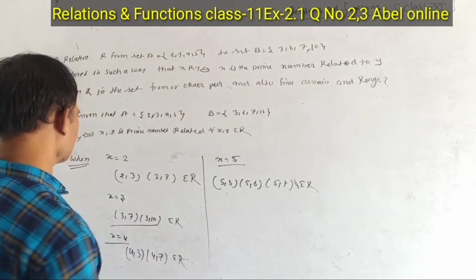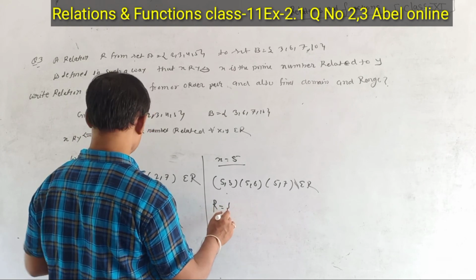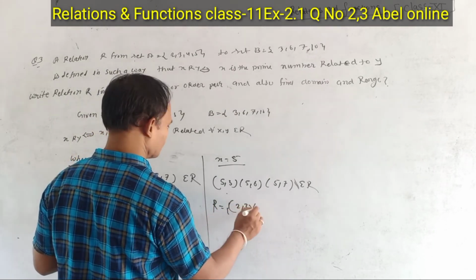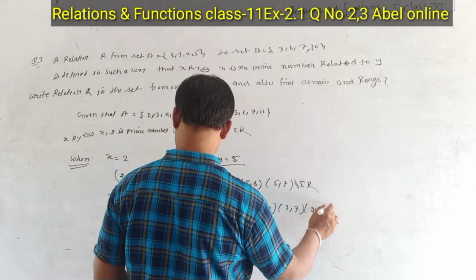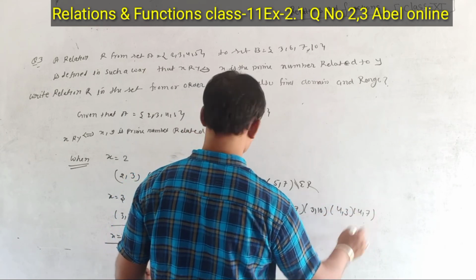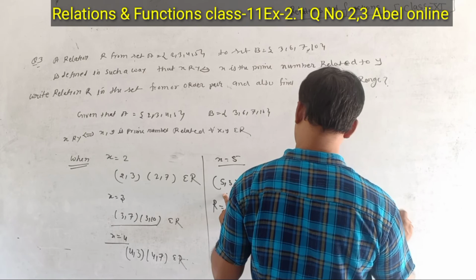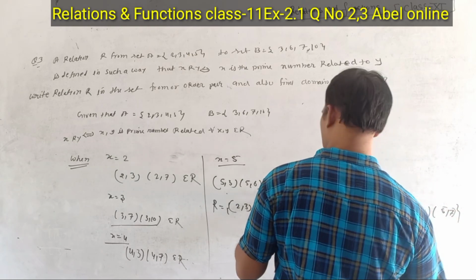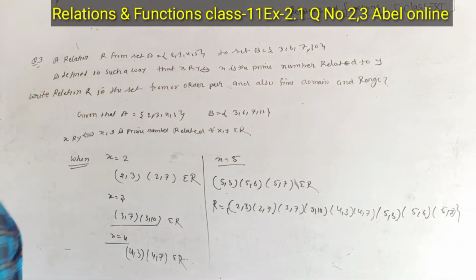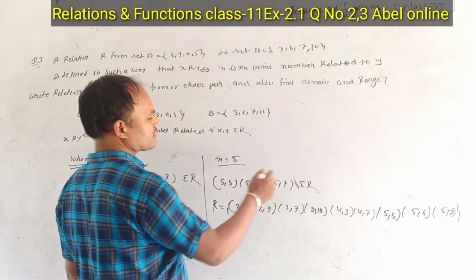So in this way, the relation R is: (2, 3), (2, 7), (3, 7), (3, 10), (4, 3), (4, 7), (5, 3), (5, 6) and (5, 7). These are the values, these are the relations between them.